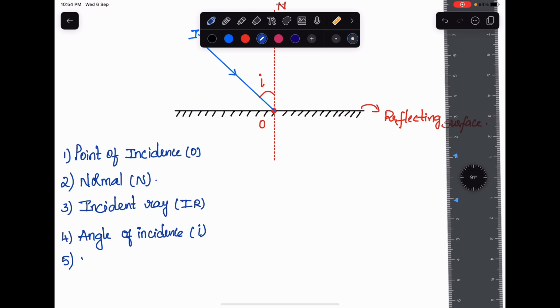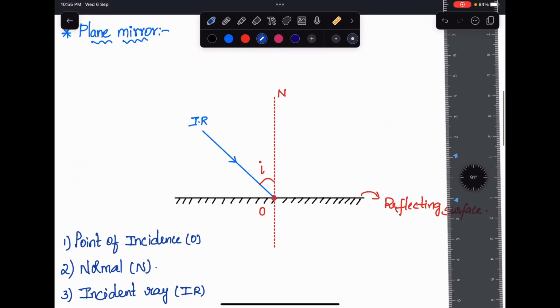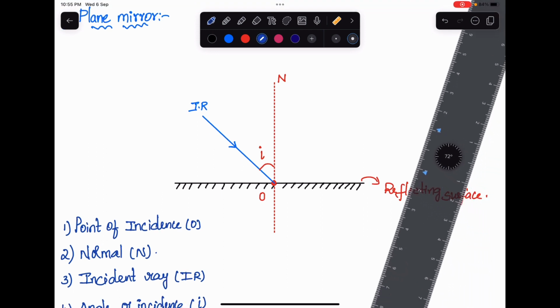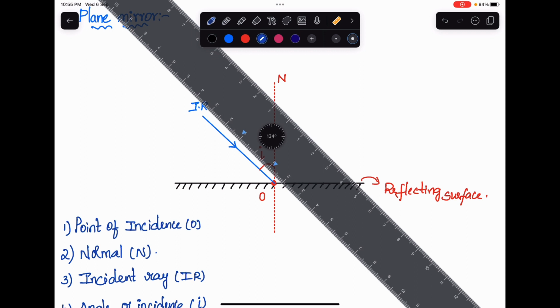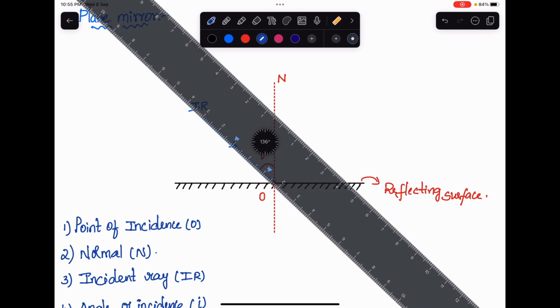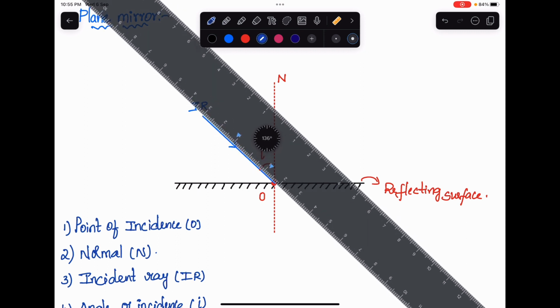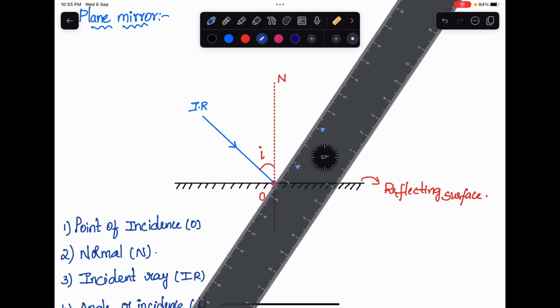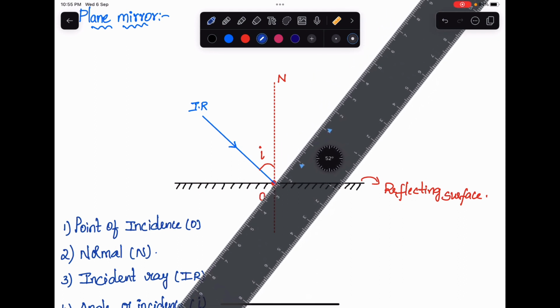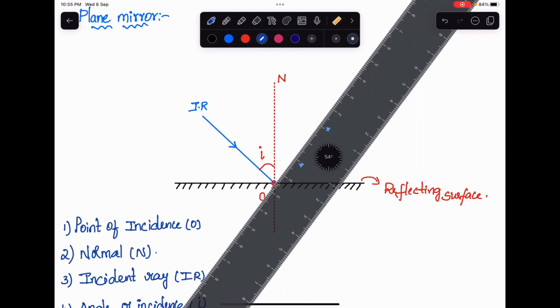And the fifth term we are learning is the reflected ray, which you can show by RR. What do you mean by reflected ray? It is the light ray getting reflected or bounced from the plane mirror.